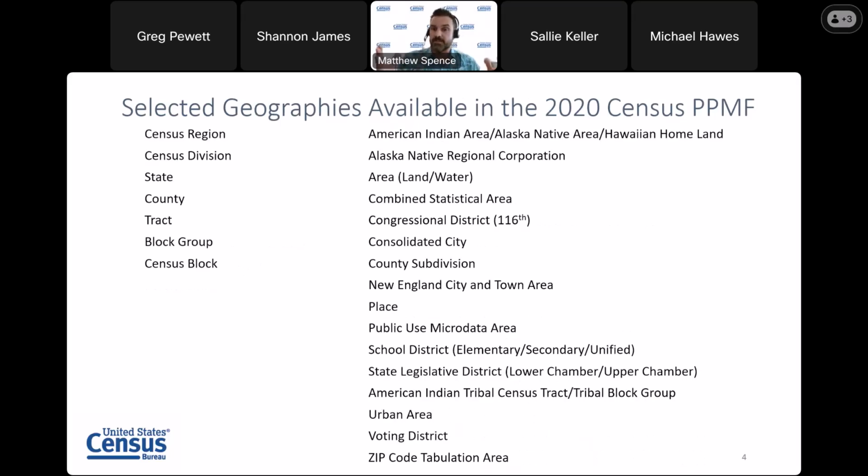Now, what kind of geographies are available? I've got, again, 2 columns, but unlike before, both of these columns of geographies are available in both files. So all of these geographies are available in both the person file and the housing unit file. The reason that I've got them separated into 2 columns is because the columns on the right are the standard census geographies you might be very familiar with.